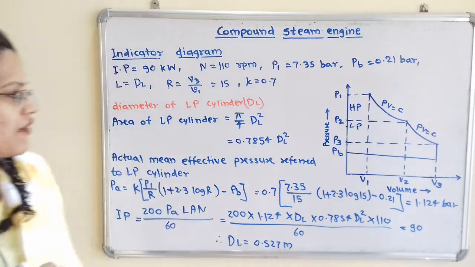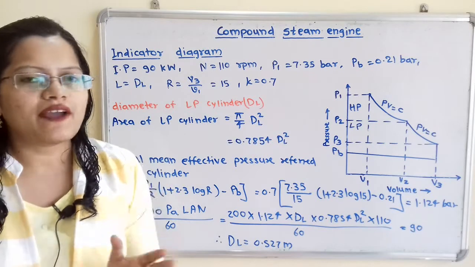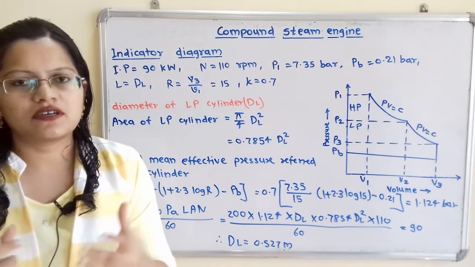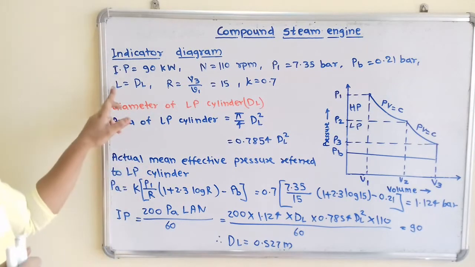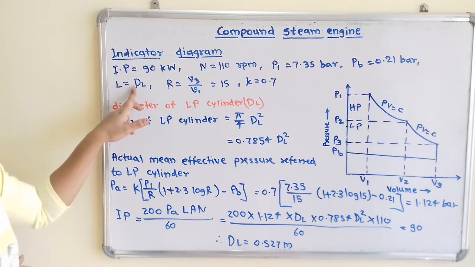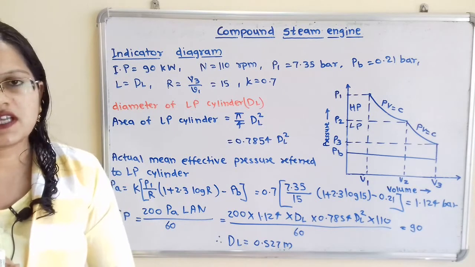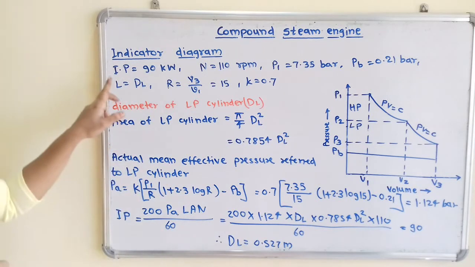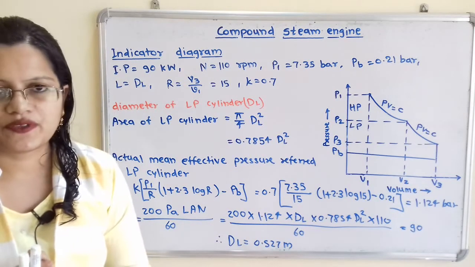So we will first find out the diameter of low pressure cylinder. Now why are we taking the first term, that is the diameter of low pressure cylinder? Because here the stroke length is equal to the diameter of low pressure cylinder. So this is the condition that is given. So in the formulas, instead of L, we can use here the DL.